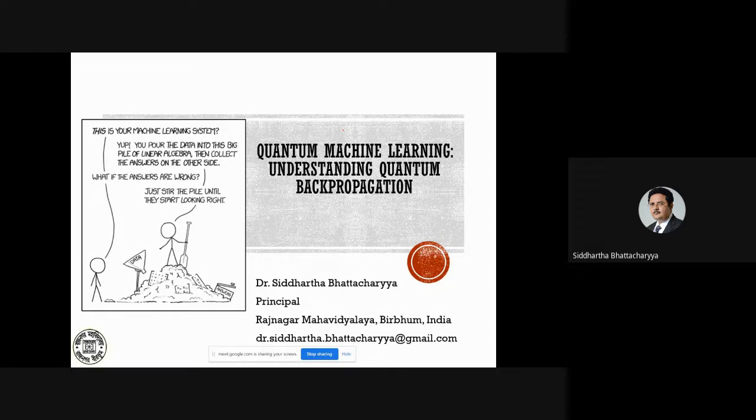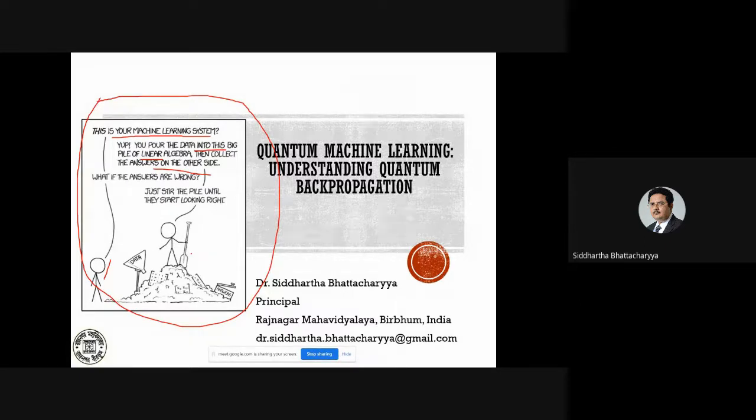Before moving on, let me focus on this picture at the left. You can think of a situation where two friends are there, and one friend is asking another, this is your machine learning system. The other friend says, yes, you put the data into this big pile of linear algebra and then collect the answers on the other side. Now the first friend asks, what if the answers are wrong? What will happen if the answers are wrong?